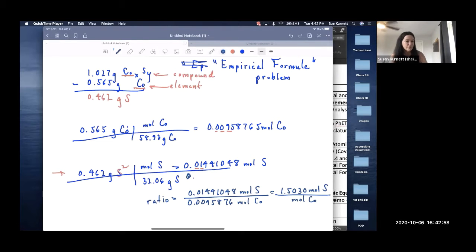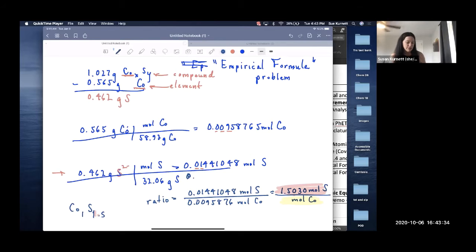So what I've got so far for my formula, because it's ionic, I put the metal first, cobalt comes first and sulfur comes second. And the number for cobalt is 1, and the number for sulfur is 1.5. Oops. And I can't have a ratio. I don't have formulas that have fractions. So I need this to be whole numbers. The formula unit for an ionic compound is the lowest whole number ratio of cations to anions.